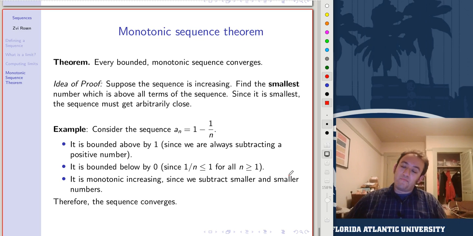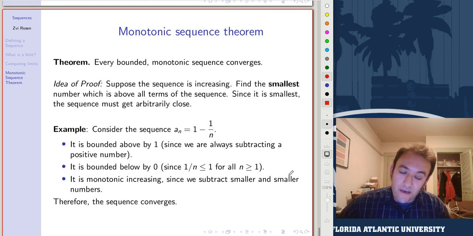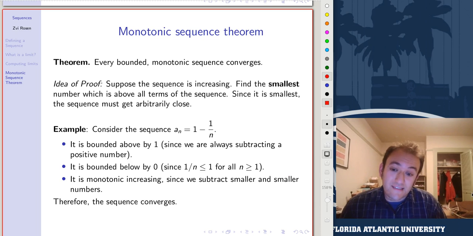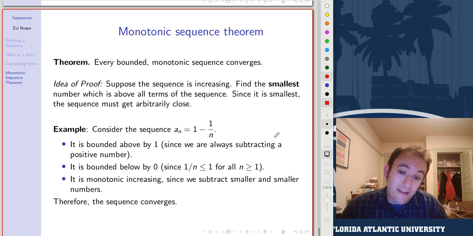Now let's look at an example of an application of the monotonic sequence theorem. Consider the sequence a_n equals 1 minus 1 over n. The first term of that sequence is 0, because it's 1 minus 1 over 1. And then it's 1/2. And then it's 2/3, 3/4, etc.